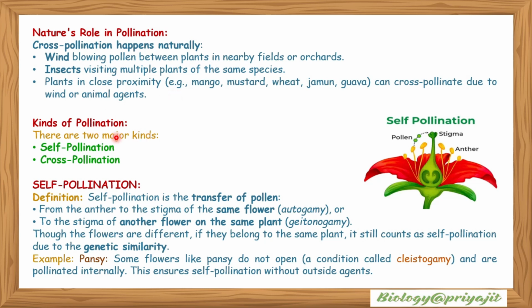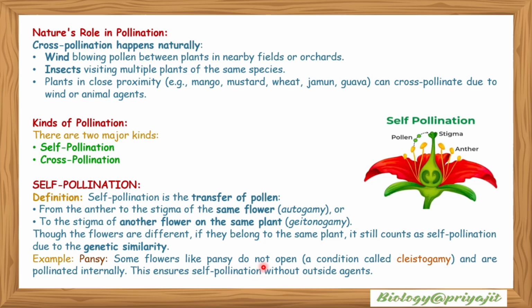Kinds of pollination. There are two major kinds of pollination: self pollination and cross pollination. Self pollination is the transfer of pollen from the anther to the stigma of the same flower, which is autogamy, or to the stigma of another flower on the same plant, which is geitonogamy. Though the flowers are different, if they belong to the same plant, it still counts as self pollination due to the genetic similarity.